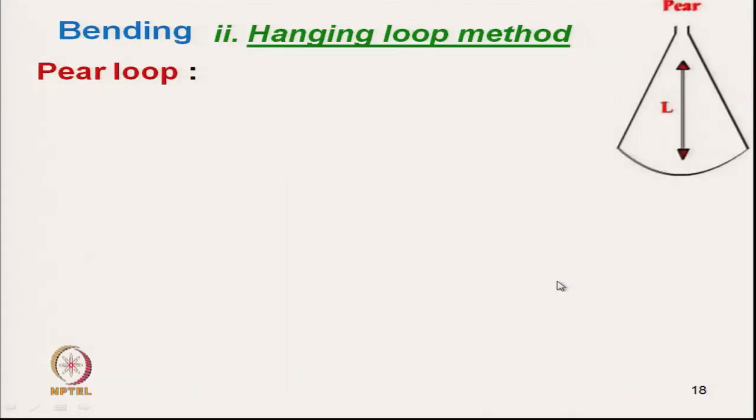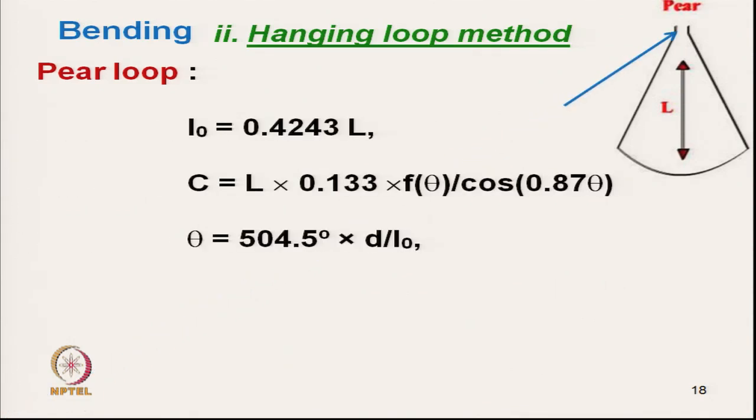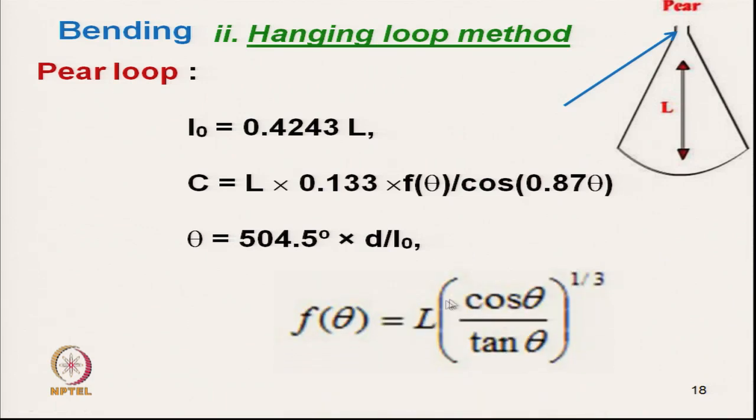Now, for the pure loop method, L 0 is equal to 0.4243 L, and C equal to L multiplied by 0.133 multiplied by function of theta divided by cos 0.87 theta. This is the difference in the equation, and theta again is 504.5 degree multiplied by d by L 0, where the function of theta remains the same.